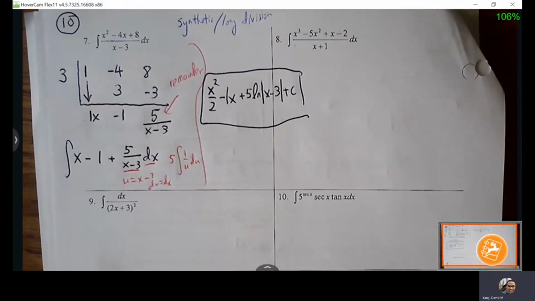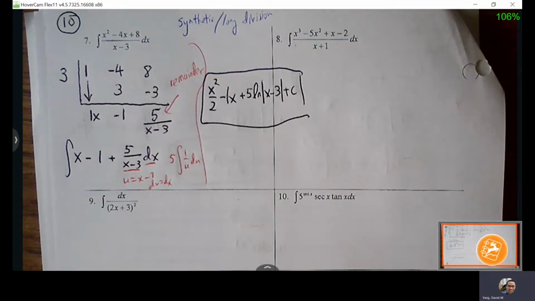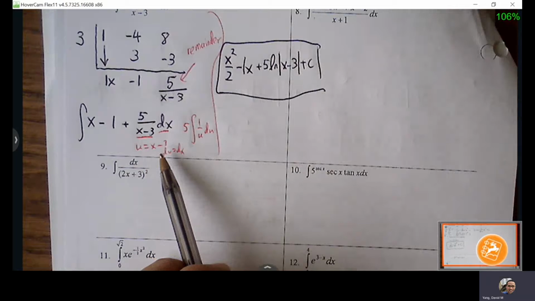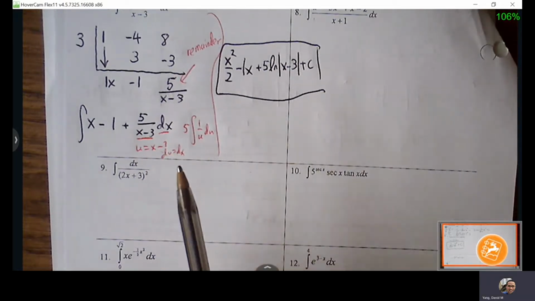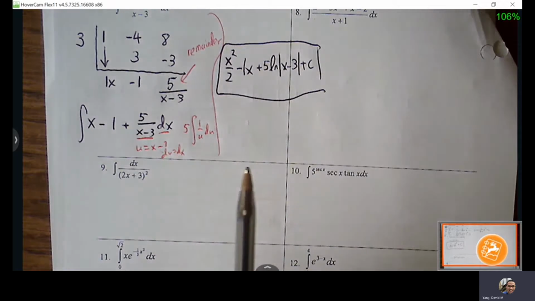Okay, let's see if we can try number 8. Yes, question? So what's the derivative of x minus 3? Wait, what? 1. Yeah, so that's why nothing remains.